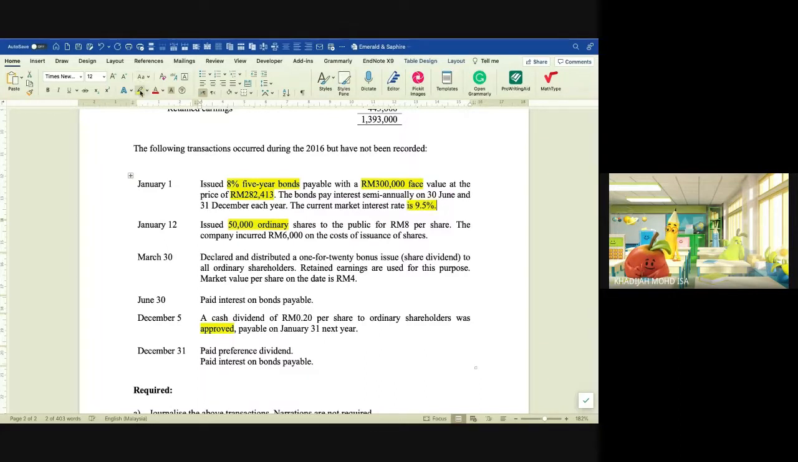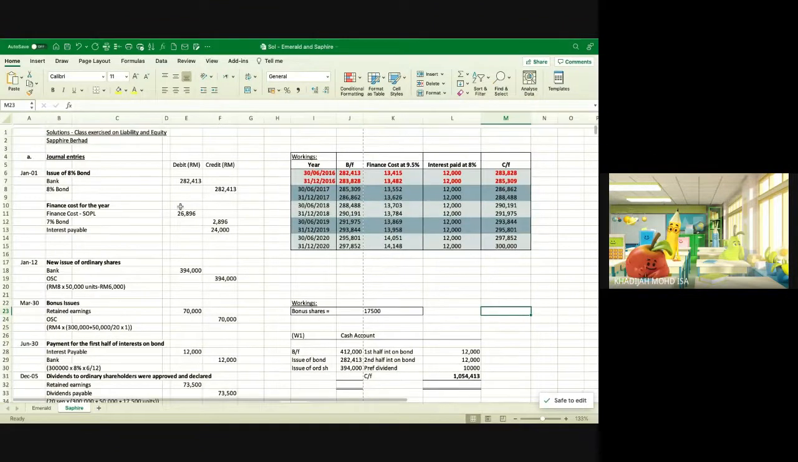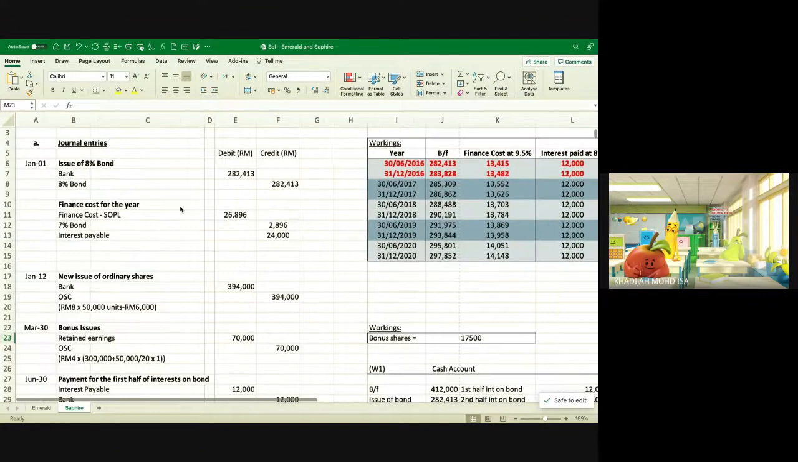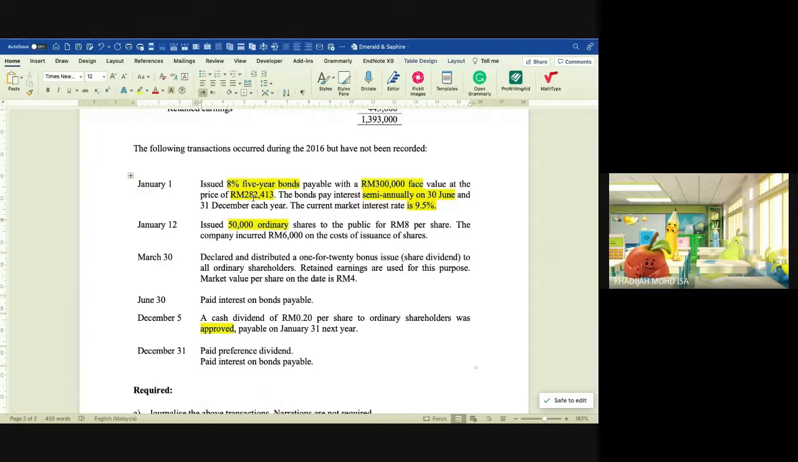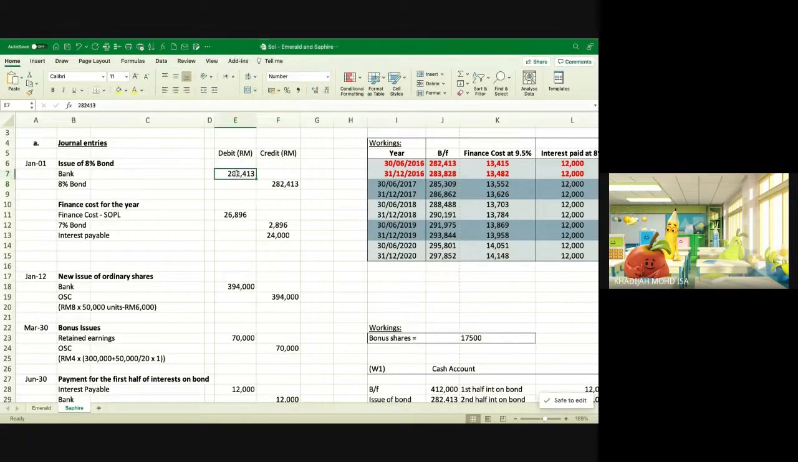But remember that in this case, the interest is paid semi-annually. Semi-annually means that they are going to pay the interest 2 times in a year. So whatever the rate, for example 8% per annum, 9.5% is per annum also. So take note of the information provided to you. If you look at Sapphire, for example, how they record that entry is that you debit your bank and credit your 8% bond. So debit your bank 282,413.